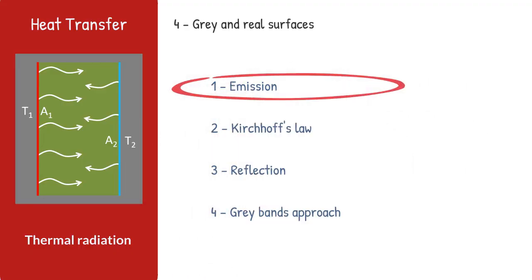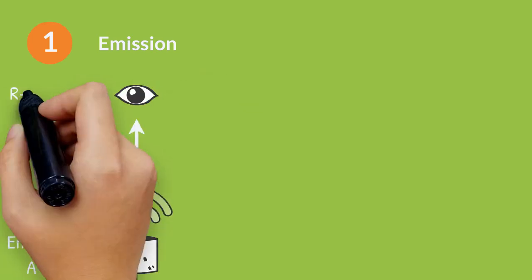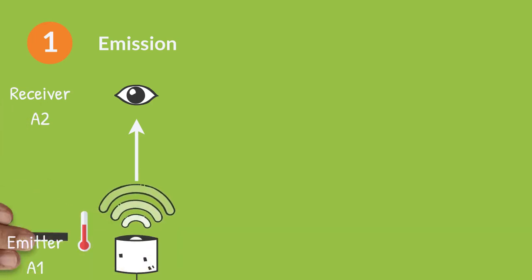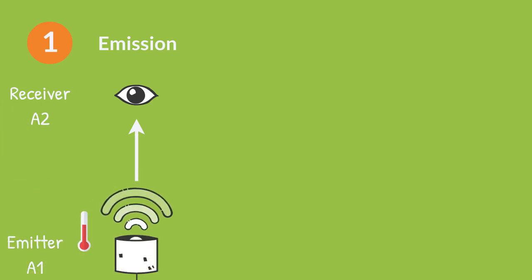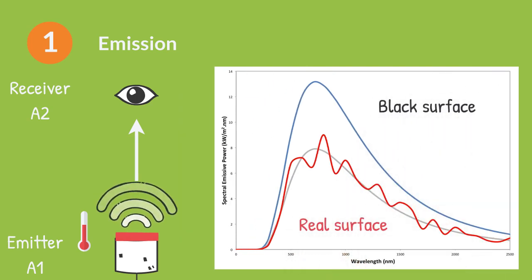Let's start by measuring the emission. We have an emitter and a receiver. We take a black surface as a reference. We measure the temperature and the radiation emission. We change it to a real surface at the same temperature and we measure the radiation emission. We compare the emission spectrum of the real surface with that of the black surface.